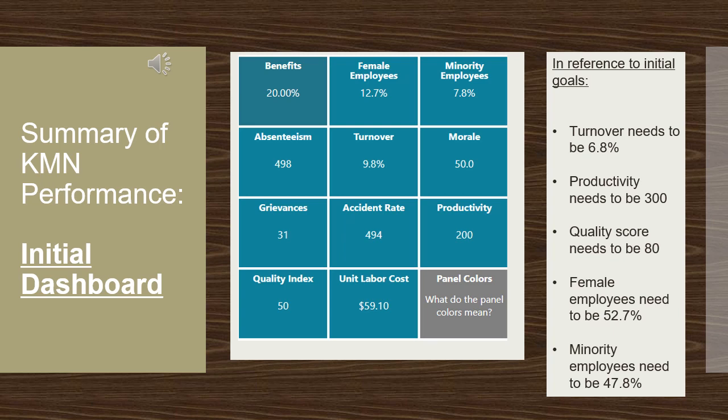Our initial dashboard is what you see here in blue. These variables would change each quarter in response to our decisions. In reference to the goals that I explained on the last slide and the beginning point of these variables, we had hoped our turnover rate would be at 6.8% by the end of the year. We had planned for our productivity to be at 300 units, our quality score to end at 80, and our female employees to make up 52.7% of our population, along with minorities representing 47.8% by the final quarter.